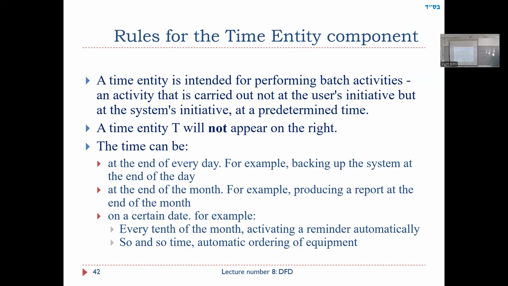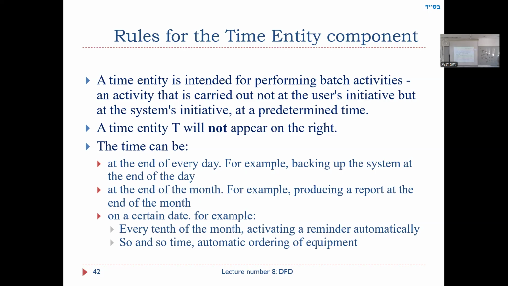A time entity is intended for performing batch activities. When we say batch activities, we mean every night at midnight we do a set of procedures. We back up this system, we copy this system to there, we verify that the numbers are correct. Whether we do it once a night or twice a night, that's called doing things in batch. We collect up a bunch of things to do and then we do them all, at off-peak hours. Not at the user's initiative, but at the system's initiative at a predetermined time.